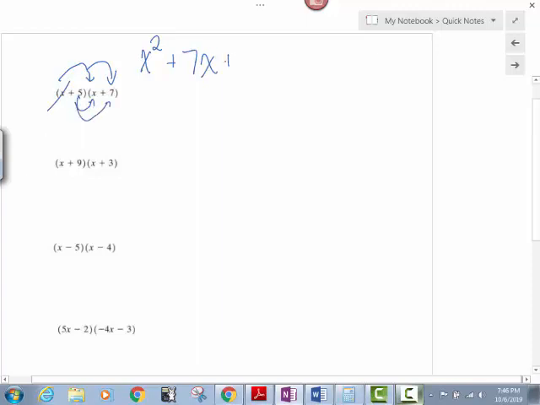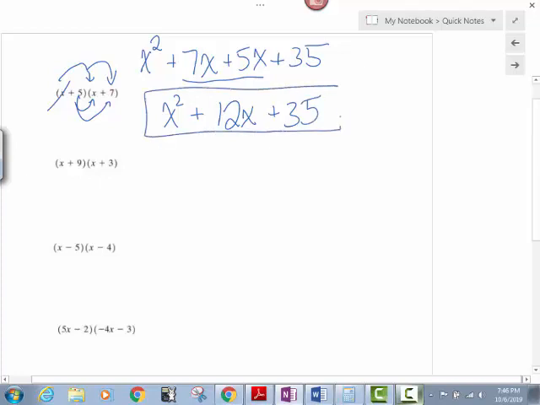So 5 times x will give me a 5x. 5 times 7 will give me the number 35. If you notice, we can actually combine those middle terms. So 7x and 5x, guys, remember when we're combining like terms, we're just adding the numbers. The exponents do not change, okay? So they're still going to stay x's. So 7x and 5x is just 12x, okay?